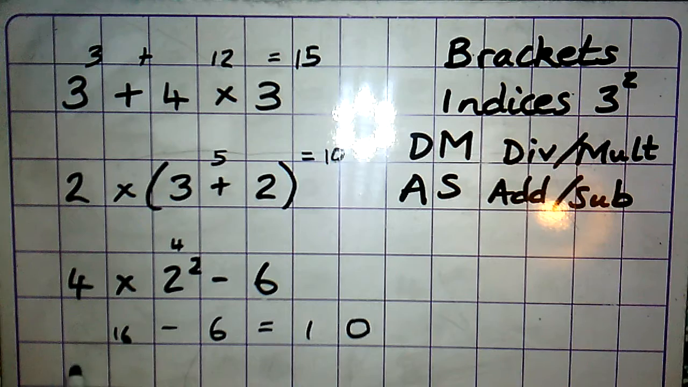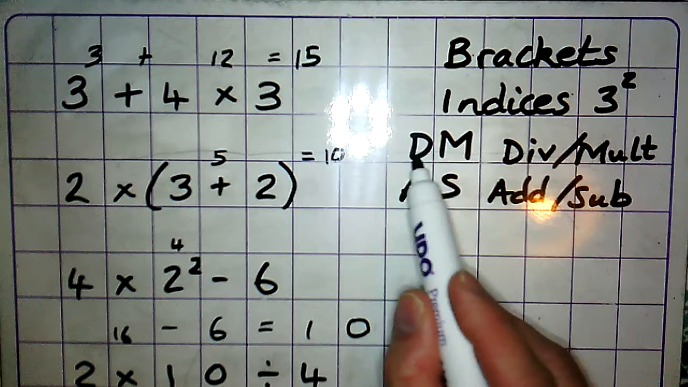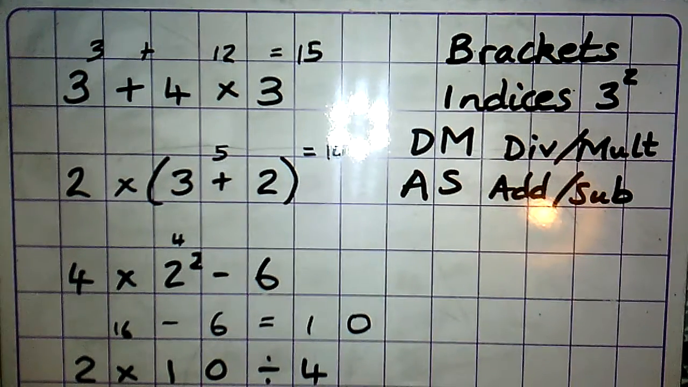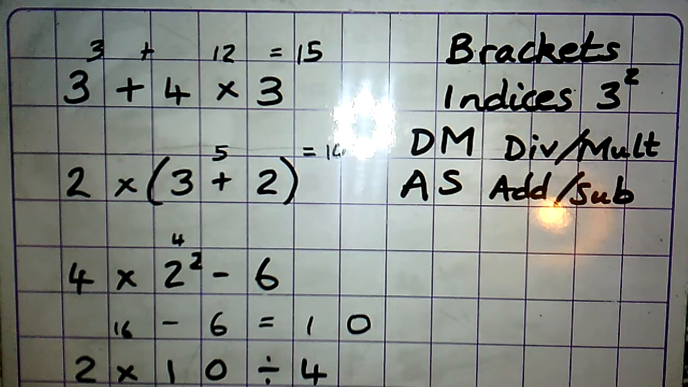If you do end up with something like this, 2 times 10 divided by 4, you'll notice that division and multiplication, remember, are the same importance there. What you would have to do there is, as we've got them in the same power, you would just go from left to right. So you do 2 times 10, which is 20, divided by 4, which would be 5.